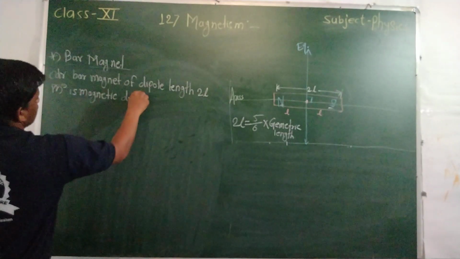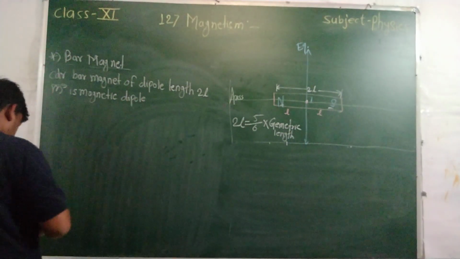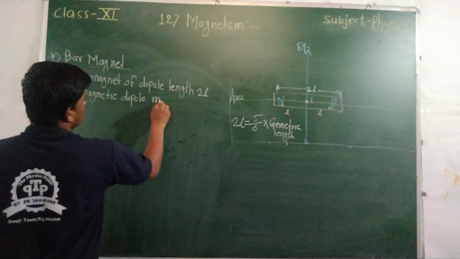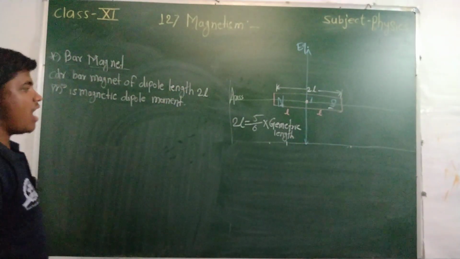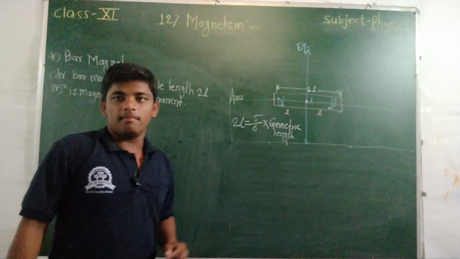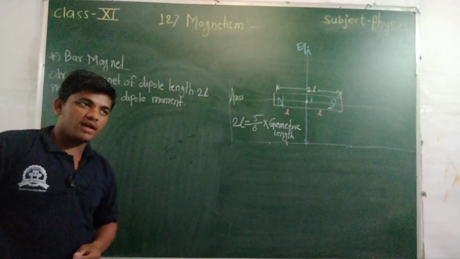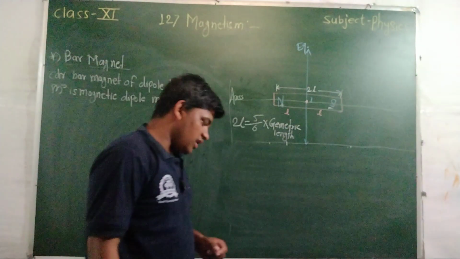Magnetic dipole moment. For considering a bar magnet, we find the magnetic field at a point P.